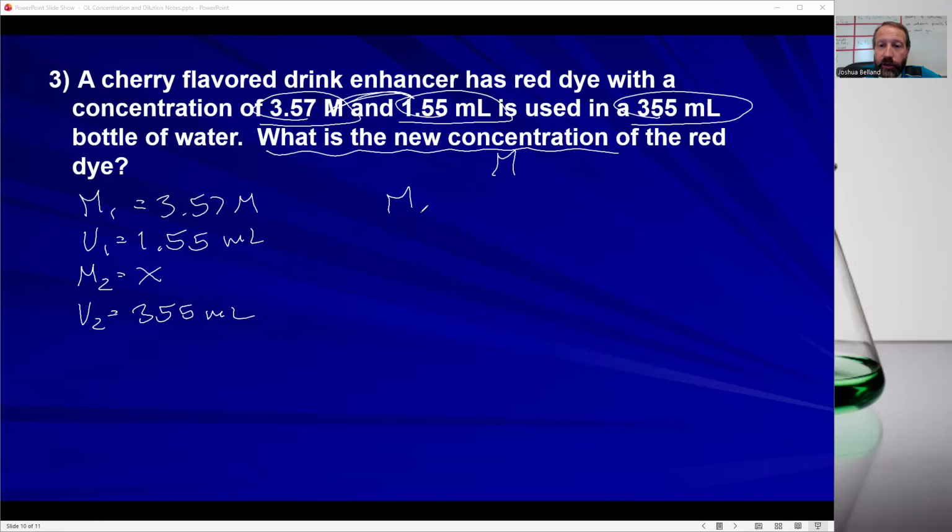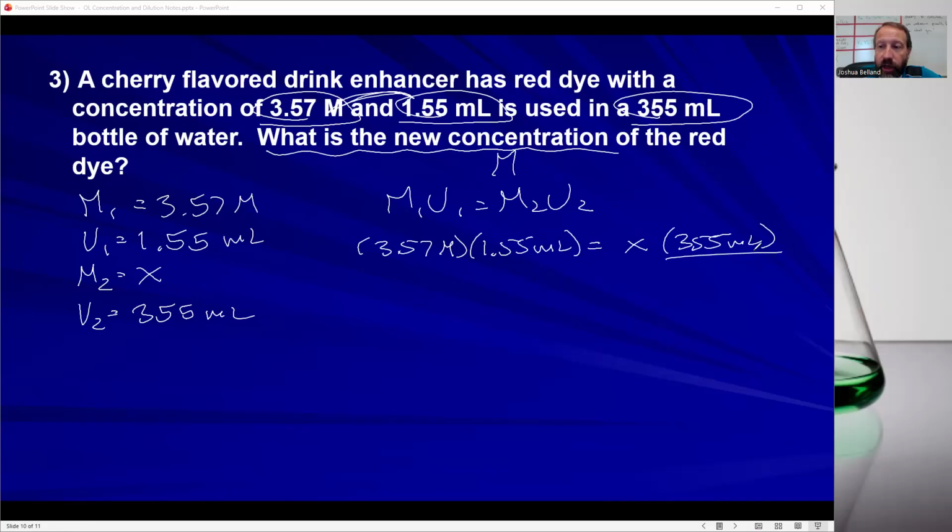Okay. So M1V1 is 3.57 molarity. Equals X, that's what I'm looking for, and 355 milliliters. So to isolate my X, I'm going to divide by 355 milliliters.